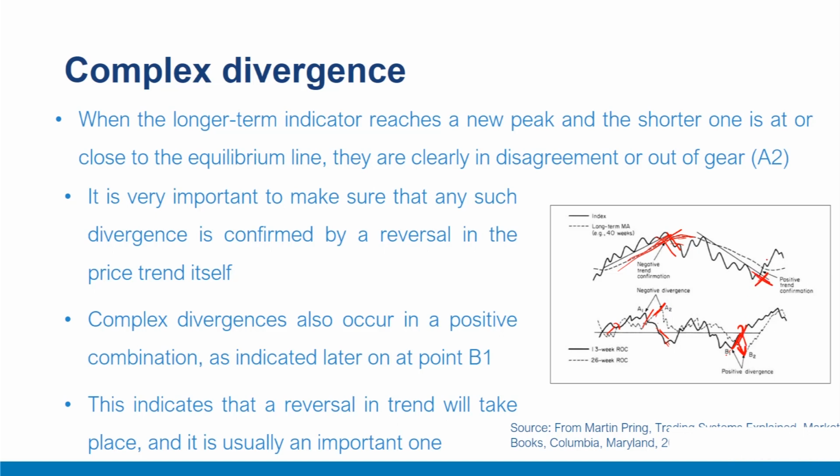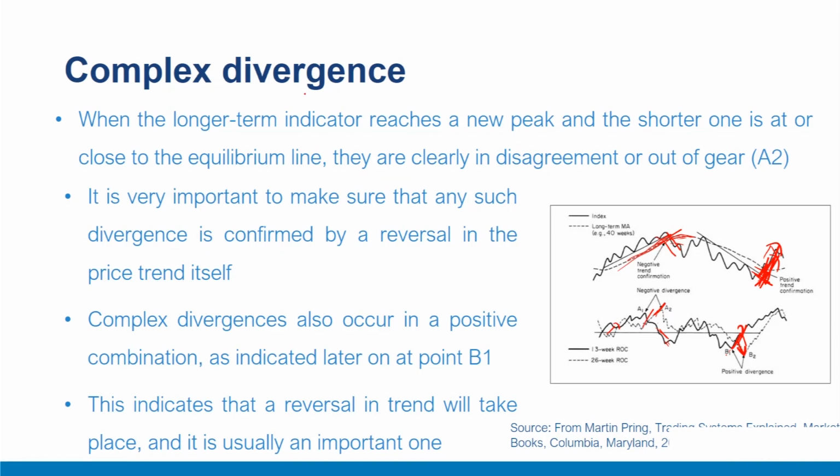So this positive divergence is confirmed by the trend line violation, and also the EMA is crossed over towards upside. But the ultimate confirmation should be taken from the price action, which reverses to the upside. So a number of signals here confirming that the price trend reversal has taken place on the upside.